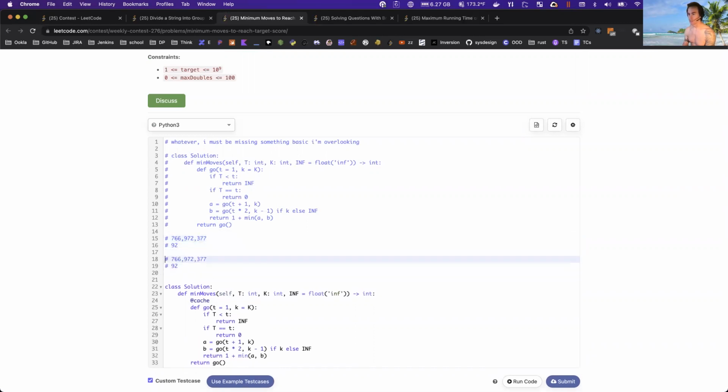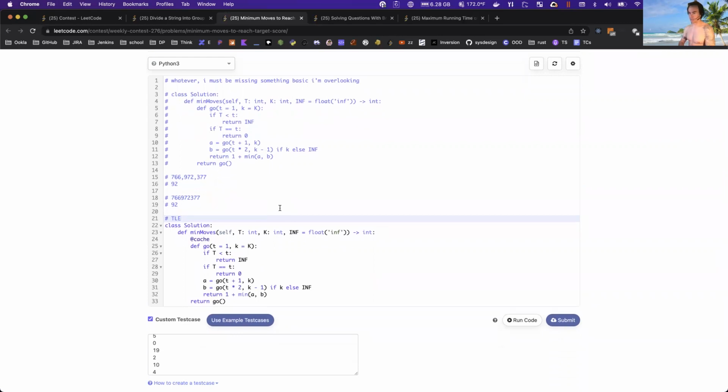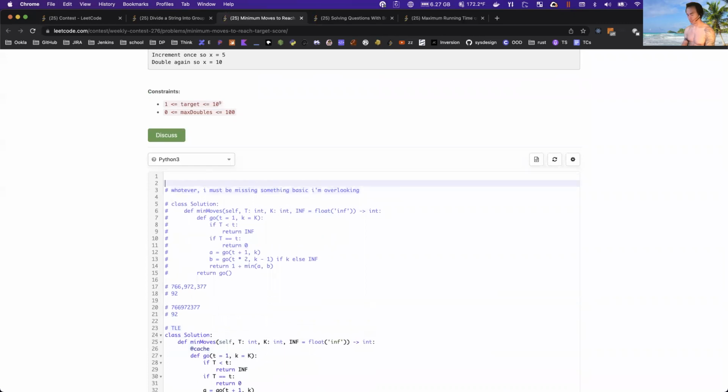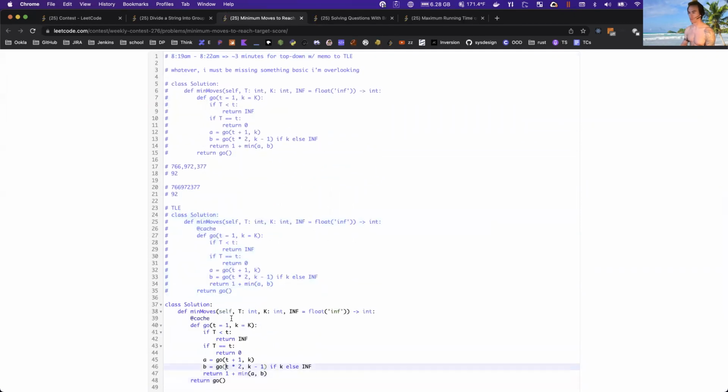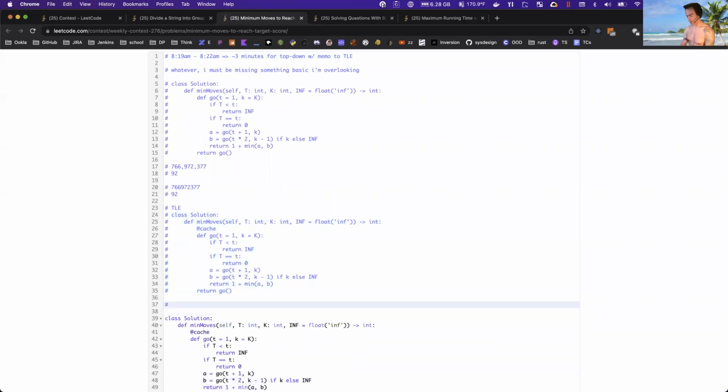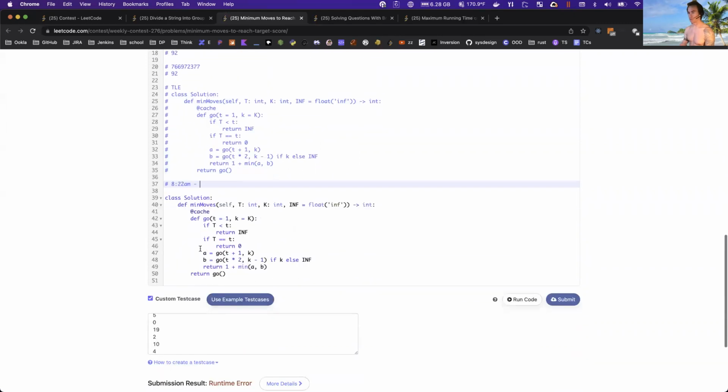Okay, basically, it's a TLE. So top-down TLEs, we got to go bottom-up then, right? So how long did that take? I don't know how long that took. I stopped at 8:19 a.m. on the C++ solution to 8:22 a.m. About 3 minutes. Top-down with memo TLE. Okay, let's do bottom-up. All right, start at 8:22 a.m. for bottom-up.